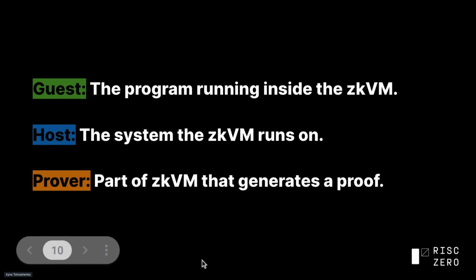And then we have a prover. The prover is the portion of the ZKVM that verifies the correct execution and then proves this guest program. So it constructs the proof, and it also constructs the receipt.